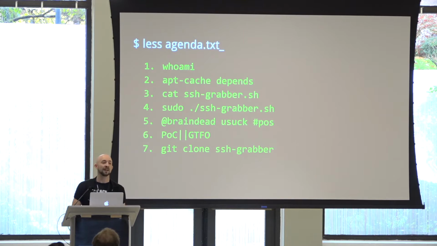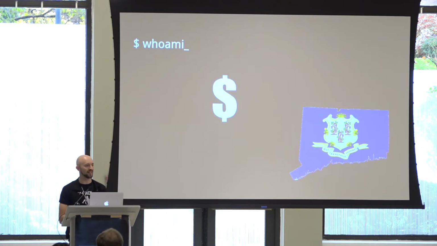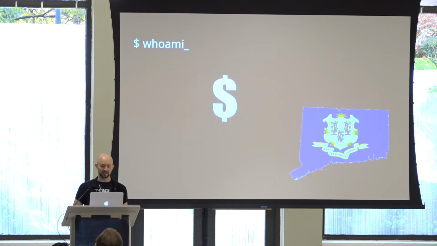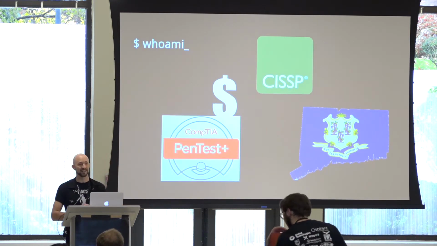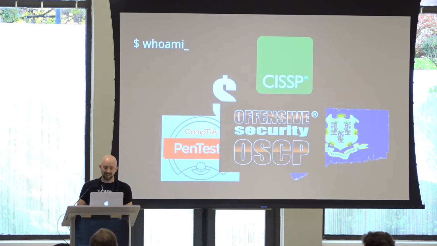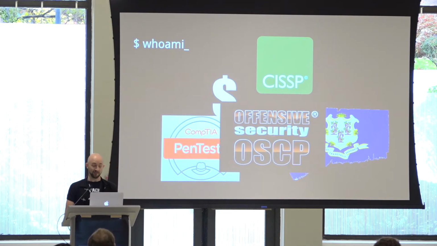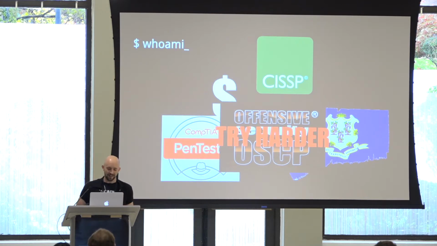All right? So without further ado, who am I? My name's John. I'm a network security engineer. I work in the financial industry here in Connecticut. My primary responsibilities are centered around incident response and red team operations. I do have a CISSP. I also got to test the PenTest+ while it was in a beta phase, which was a very interesting experience. I tried the OSCP. I failed the OSCP, and I'm currently in the process of trying harder.